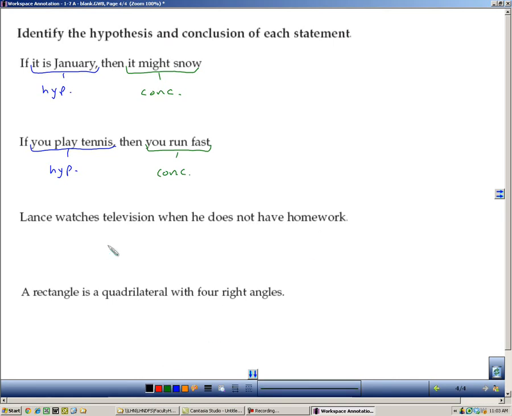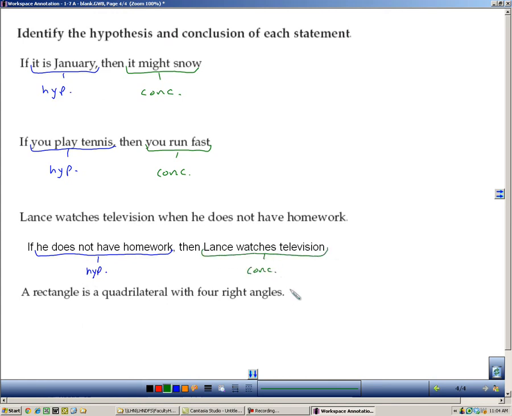Now the next two are not written in if-then form, and so we're going to have to rewrite them. It says Lance watches television when he does not have homework. So what has to happen first? Does he watch television first and then not have homework, or does he not have homework and then watch television? Well, obviously, he does not have homework first, then he can watch television. So the hypothesis becomes him not having homework, and then the conclusion is that he watches television once his homework is done.